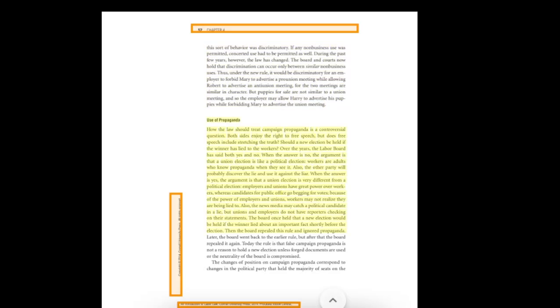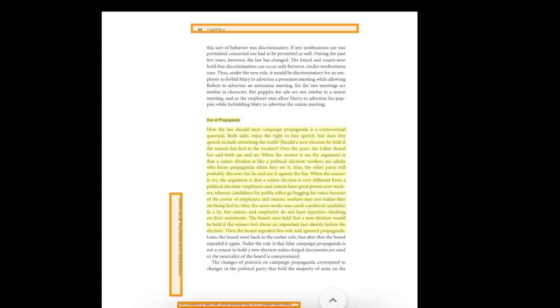Use of propaganda. How the law should treat campaign propaganda is a controversial question. Both sides enjoy the right to free speech, but does free speech include stretching the truth? Should a new election be held if the winner has lied to the workers? Over the years, the labor board has said both yes and no. When the answer is no, the argument is that a union election is like a political election. Workers are adults who know propaganda when they see it. Also, the other party will probably discover the lie and use it against the liar.